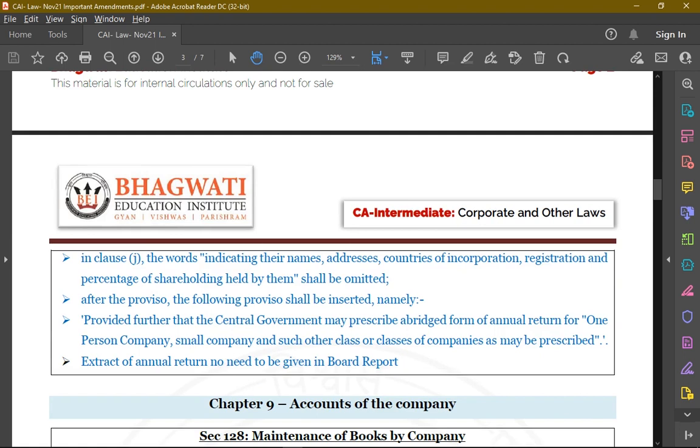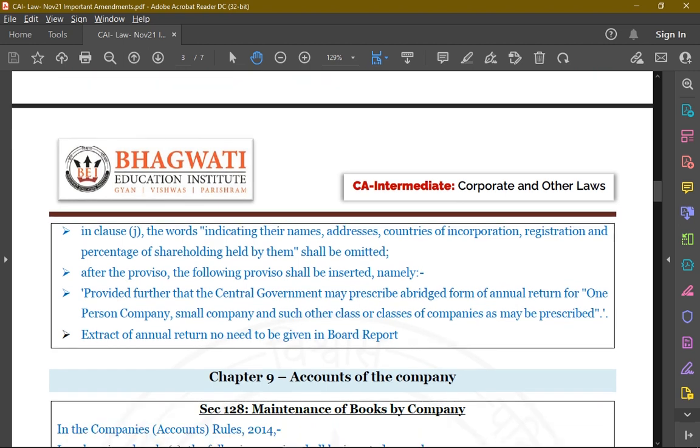Then a new point will be inserted. It says that provided further that, so a new proviso has been inserted. What is that? The central government may prescribe an abridged form of annual return for OPC, small company, and such other class of companies as may be prescribed. So this paragraph, if you see now, we have already covered that instead of MGT 7, a new abridged form is introduced for the one-person company and small company. And what is the name of that? It is Form 7A. All right.